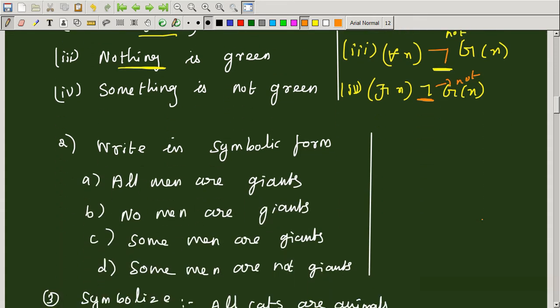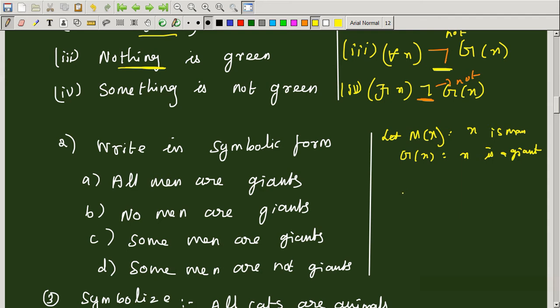Yes, let's see the next problem. Write in symbolic form: all men are giants, no men are giants, some men are giants, some men are not giants. The same way we are going to see. You can take any symbol, but if it is the first letter, that is very good. So I'm taking m of x for men, where x is a man. Next, I'm going to take g of x, that is x is a giant.